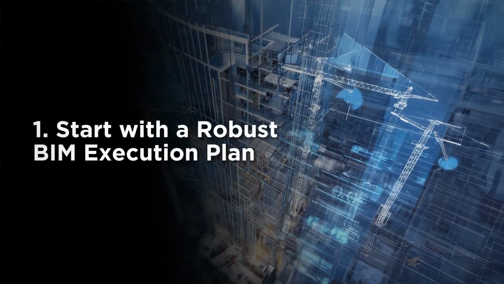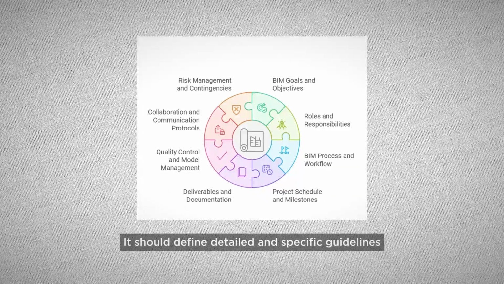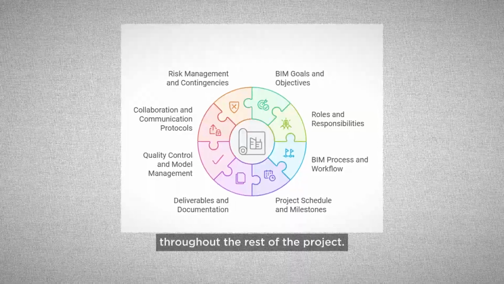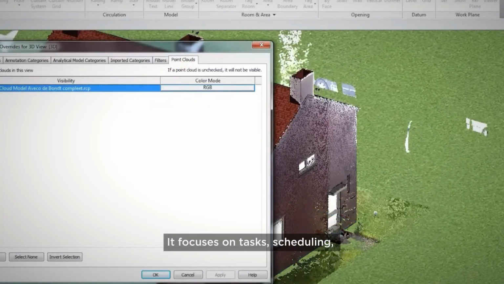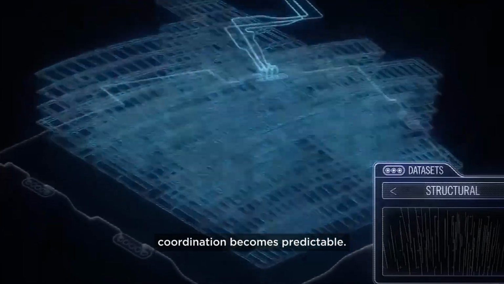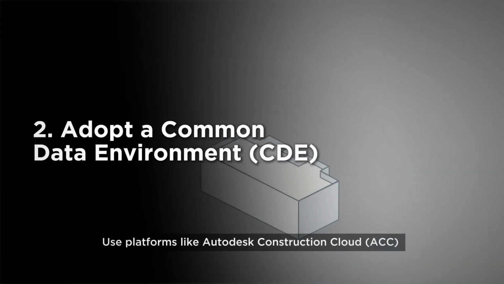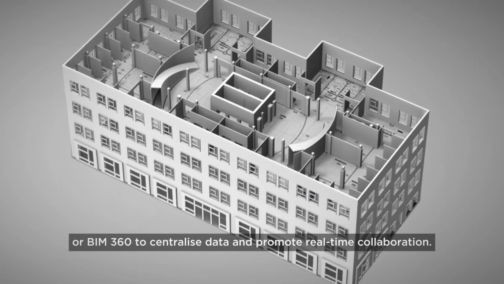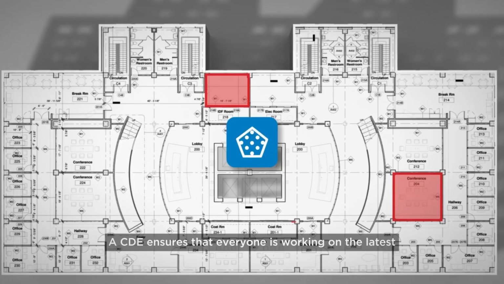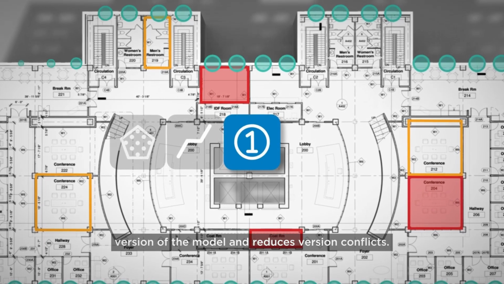Start with a robust BIM execution plan. A good BEP is not optional. It should define detailed and specific guidelines for how BIM will be executed throughout the rest of the project. It focuses on tasks, scheduling, and resource allocation. When everyone follows the same playbook, coordination becomes predictable. Adopt a common data environment. Use platforms like Autodesk Construction Cloud or BIM 360 to centralize data and promote real-time collaboration. A CDE ensures that everyone is working on the latest version of the model and reduces version conflicts.